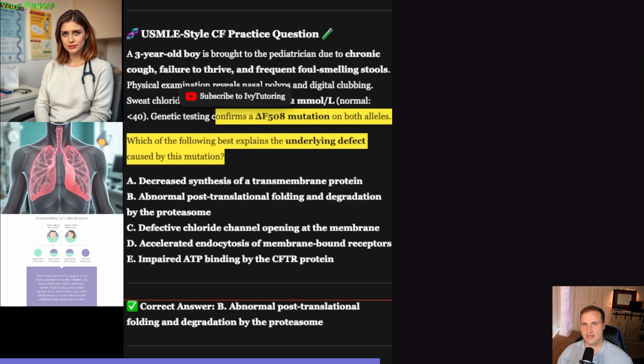And that causes the thick mucus and the blocked ducts and the pulmonary infections and the pancreatic insufficiency, all of that stuff. So you have no chloride transport, so you get the thick secretions. And you confirm that with the sweat chloride test.